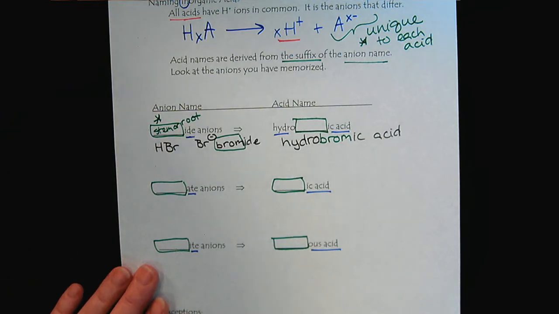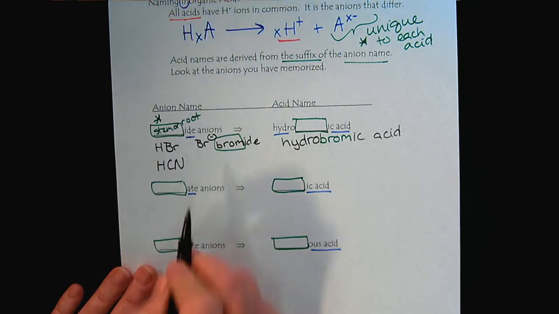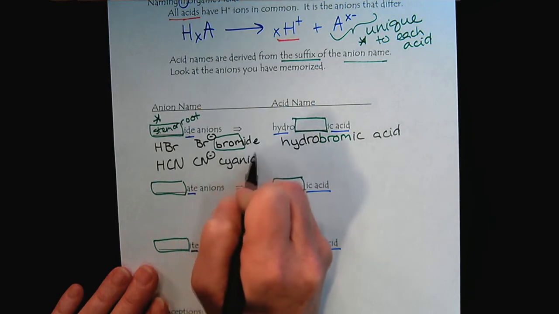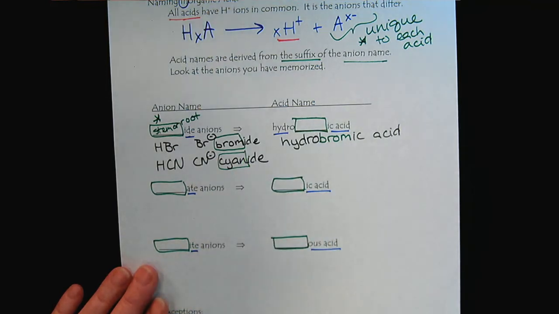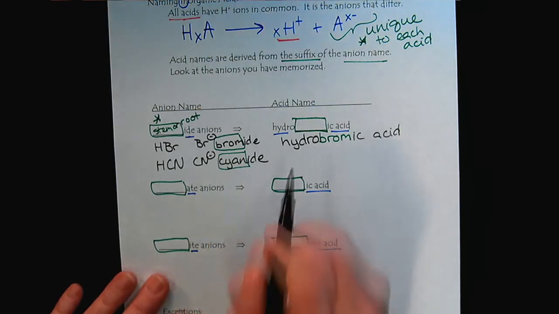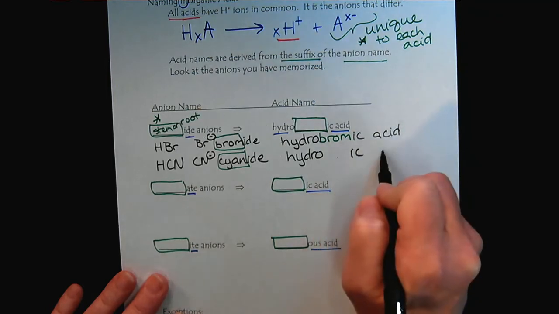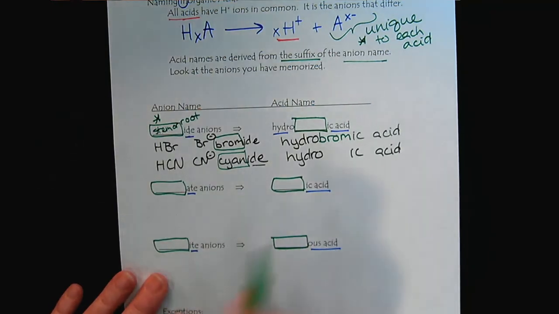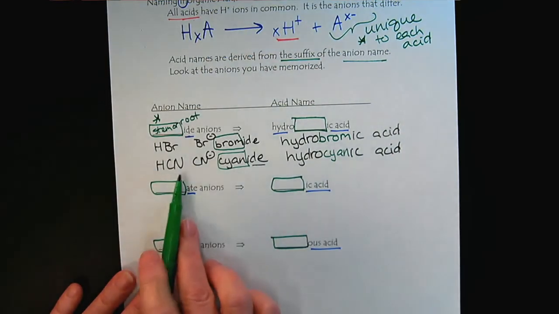Let's do one more to make sure we get this. Let's try HCN. Here we recognize cyanide. Everything in front of "ide" is considered the root or the stem. Because the anion ends in "ide," we know that we're going to have hydro-ic acid, simply from the "ide" suffix. The only thing that changes is the stem, the part that's unique to hydrocyanic acid.